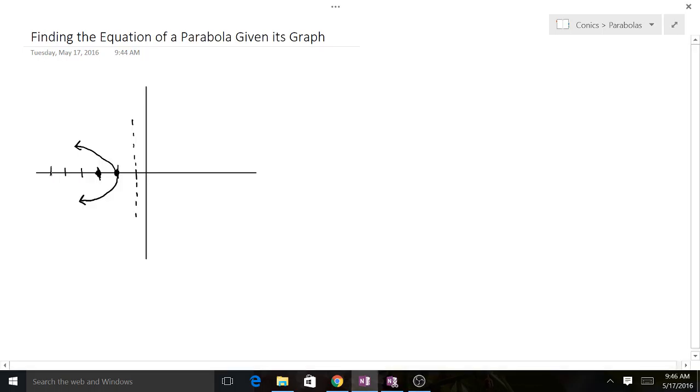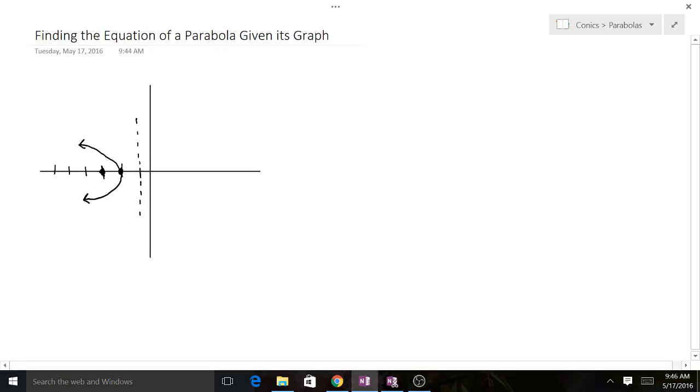Hey guys, so today we're going to do exactly what it says at the top here. We're going to find the equation of a parabola given its graph. So we've got a graph right here and we need to extrapolate the equation.